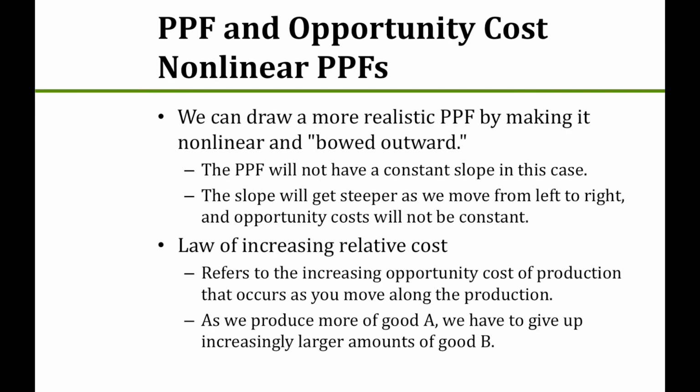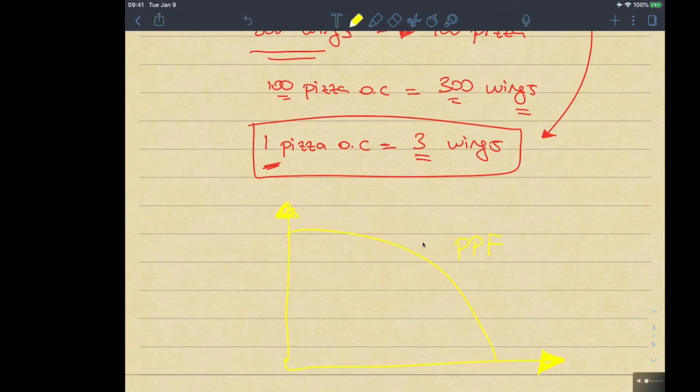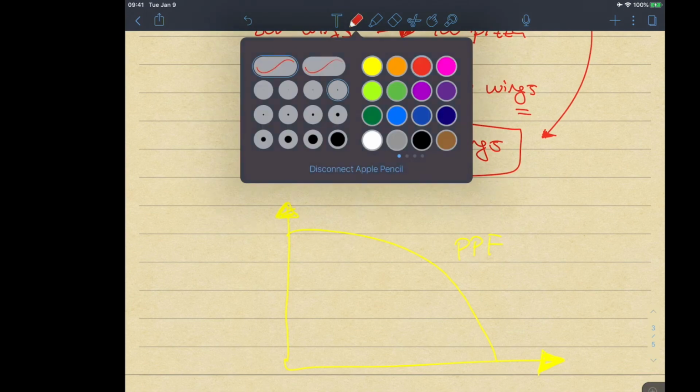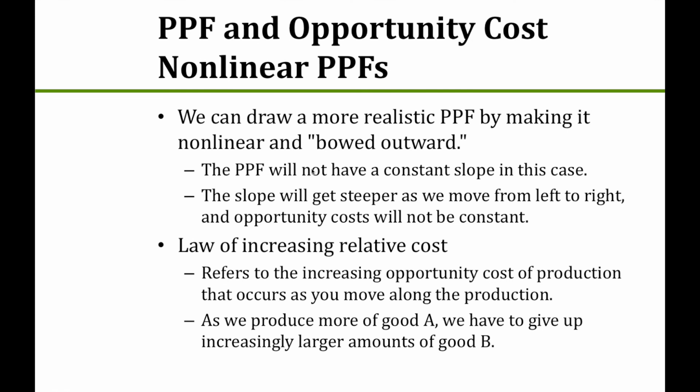We can draw a more realistic PPF by making it nonlinear and bowed outward, as I explained to you here. Our intention is to make our model more realistic, and if you add that realistic dimension, the model will no longer be a linear line. Instead, we will have a bow-shaped line. So the PPF will not have a constant slope in this case.